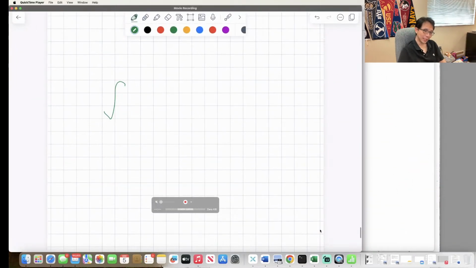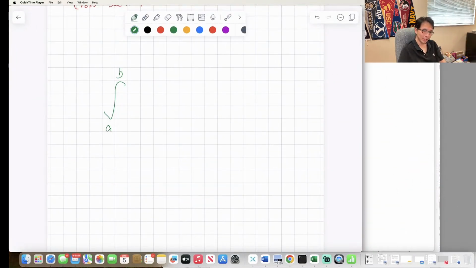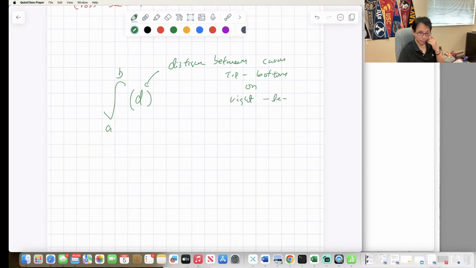Okay, so it's going to be A to B. The D is the distance between the curves, which is top minus bottom, right? Top minus bottom, or the right minus left. And then, now we don't have a pi outside. So basically it's D squared.